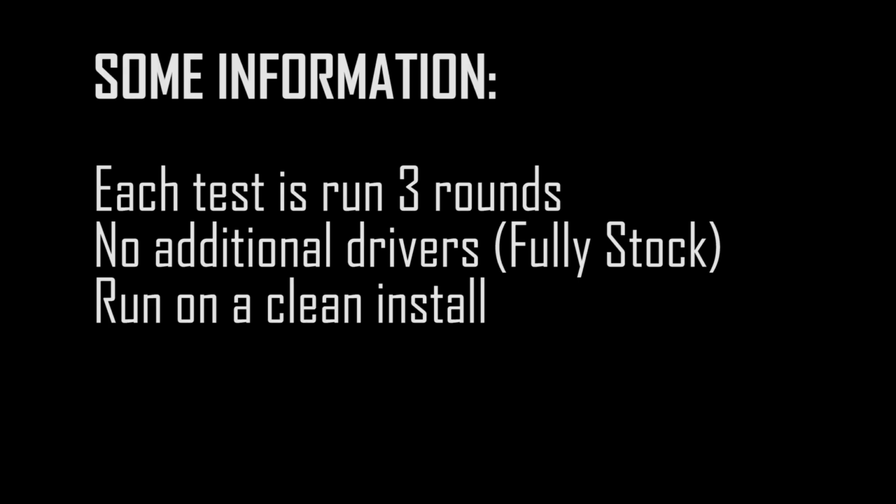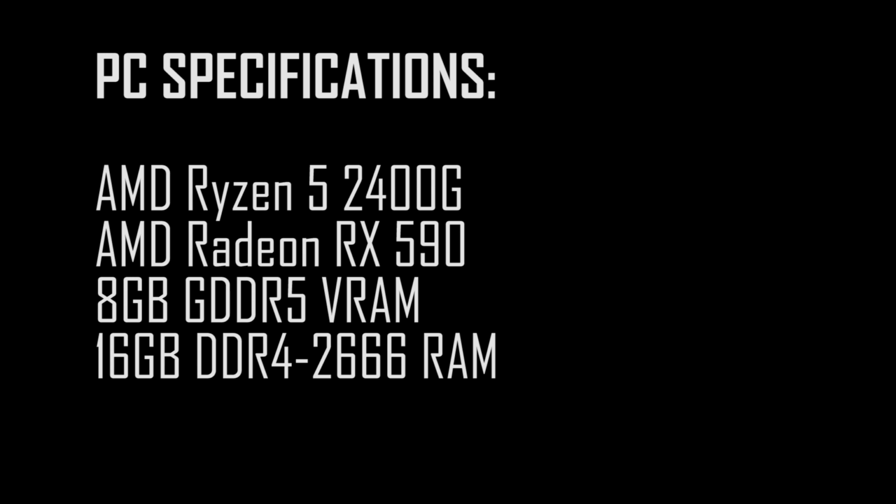So for this test, we will test the raw performance of each distro using the benchmarks on the Phoronix test suite. Each test is run 3 rounds and the average result is taken for the best accuracy. No additional drivers have been installed and my tests are run on a clean install of each distro. My test PC is sporting an AMD Ryzen 5 2400G CPU, an AMD Radeon RX 590 with 8GB of GDDR5 VRAM and 16GB of DDR4 2666MHz RAM. Without further ado, let's see how they perform.